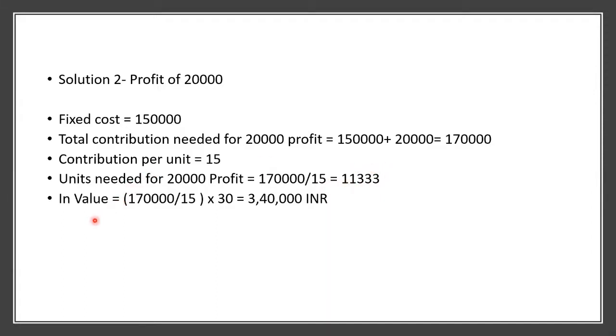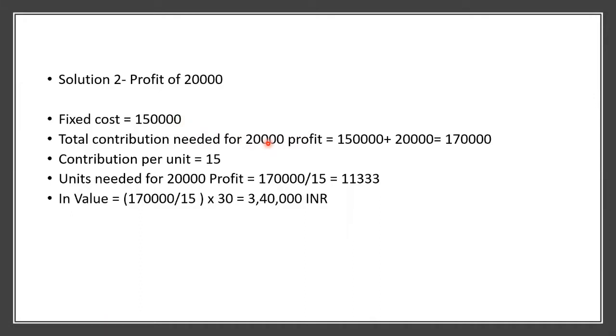In value, if we were to find this in value, 1,70,000 divided by 15 into 30, which is the sale price. So 3,40,000 is the total sales target one needs to achieve at 30 rupees per unit for making 20,000 rupees profit. Let me repeat. Fixed cost given is 1,50,000. Total contribution needed for 20,000 profit is fixed cost plus the additional profit we need, right?